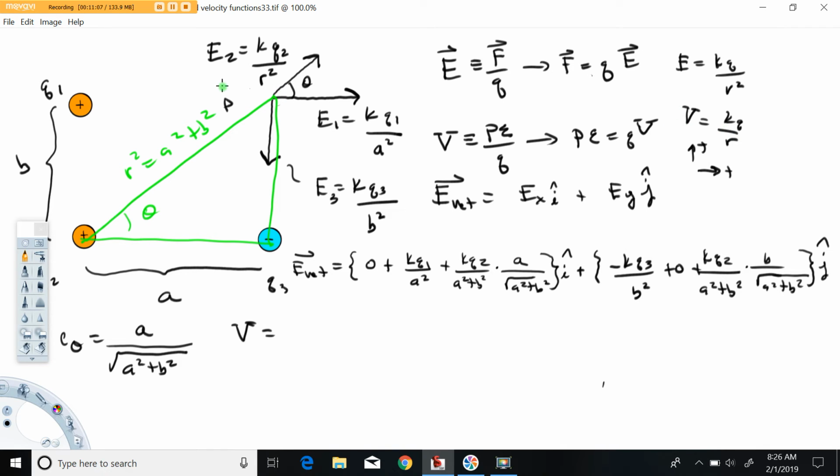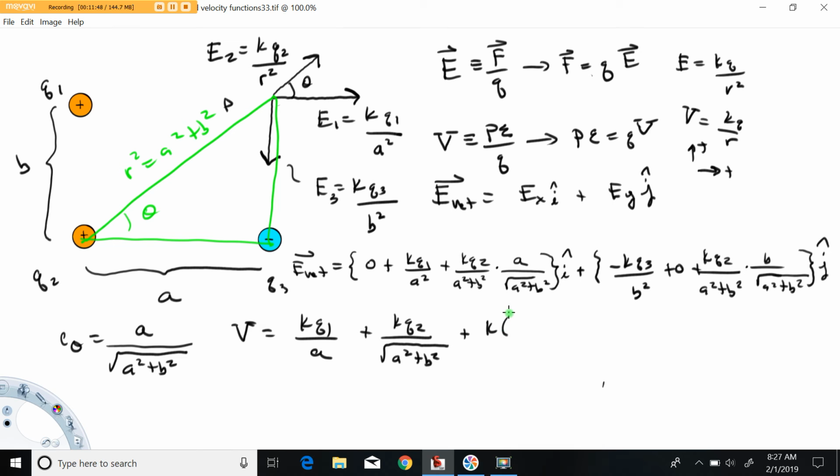So the electric potential here due to this charge is going to be kq1 over this distance, which I've called a. Now this will be positive because charge 1 is positive. The electric potential at this location due to charge 2 is going to be kq2 over this distance, which we can write as the square root of a squared plus b squared. And then the electric potential at this location due to this charge is going to be k times q3.